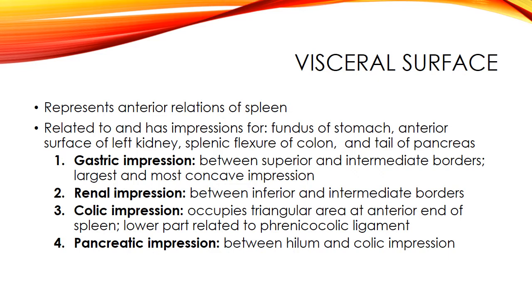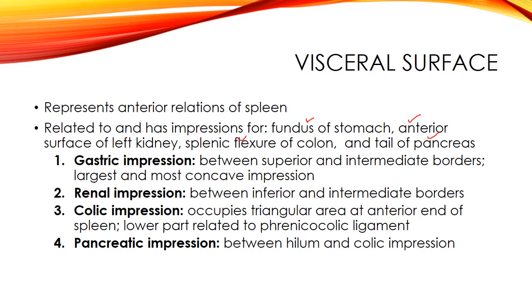Now we are going to come to the visceral and the diaphragmatic surfaces of the spleen. The diaphragmatic surface of the spleen we will cover in the next slide. The visceral surface, as we have said, is representing the anterior relations of the spleen. And this visceral surface has different impressions for the structures which are surrounding the spleen. These major structures include the fundus of the stomach, the anterior surface of the left kidney, the splenic flexure of the colon, and the tail of the pancreas. So we are going to have 4 impressions for these different structures.